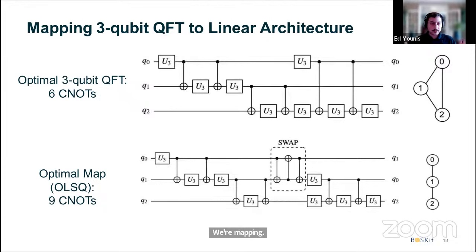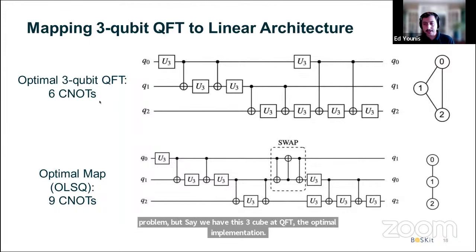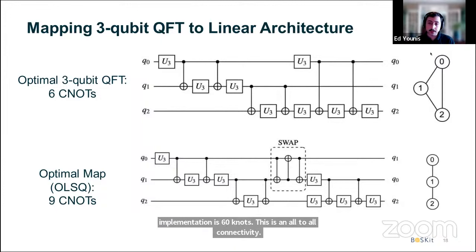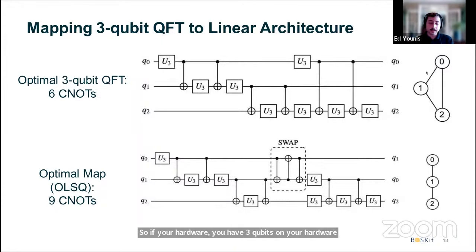Again, I'm working with small circuits just to motivate the problem. Say we have this 3-qubit QFT, the optimal implementation, without swaps at the end. The optimal implementation is 6 CNOTs. This is an all-to-all connectivity. So if you have 3 qubits on your hardware and they're fully connected, great, you're done. You don't need to do anything. But if they are linearly connected, in this case 0 is not connected to 2, so you can't have these CNOTs here interacting with one another. This is not a valid hardware native gate.